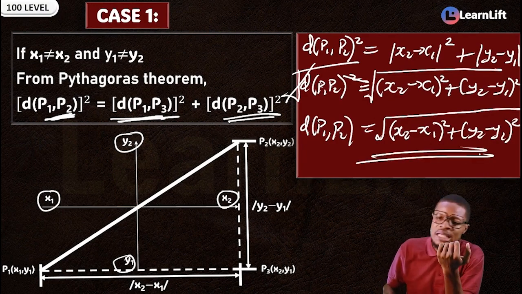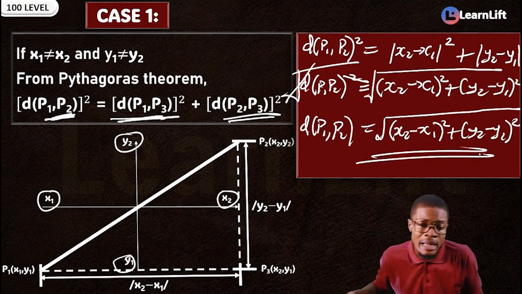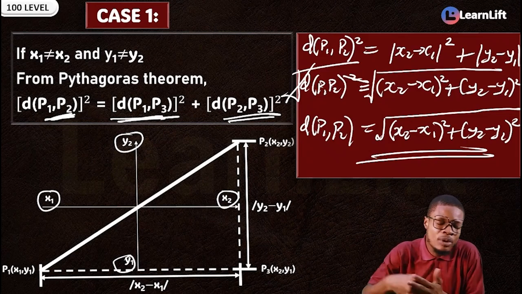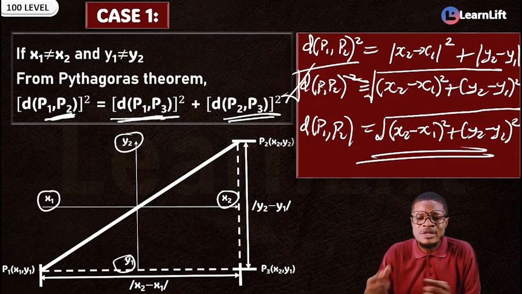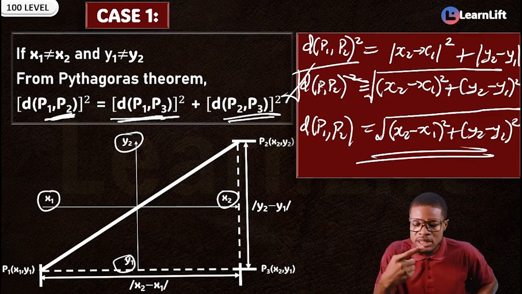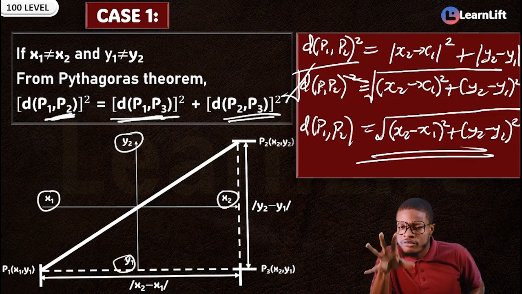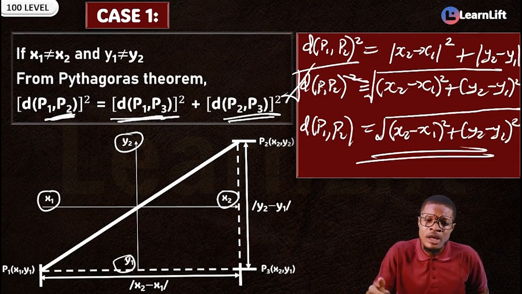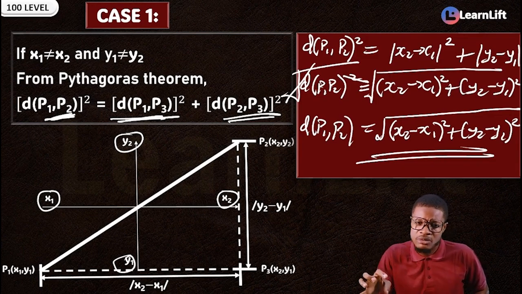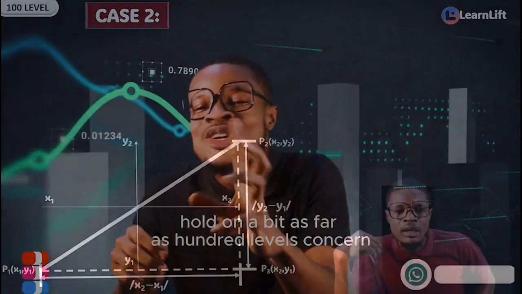This is called your distance formula. What is it called? Distance formula. What's your distance formula? Distance P1, P2 is equal to the square root of (x2 minus x1) all squared plus (y2 minus y1) all squared. That is your distance formula. If you are sure you understand your distance formula, this is your case 1. When I just say case 1, I understand that it is the real distance formula. Look at case 2. Hold on a bit.